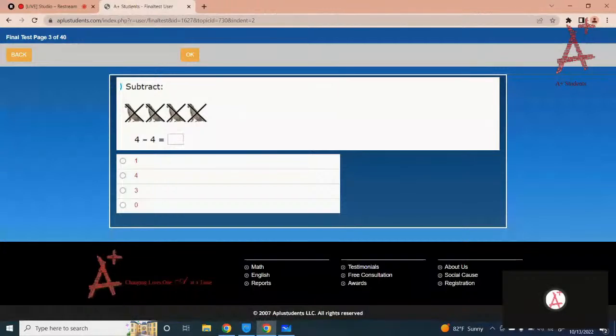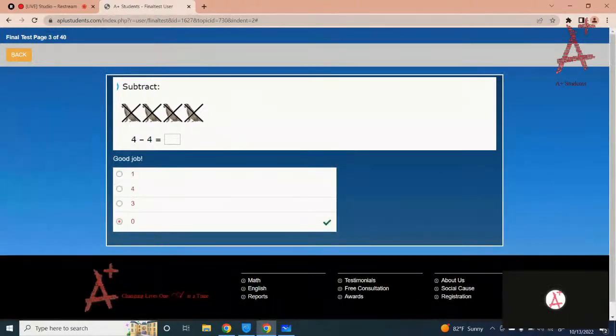Okay, subtract. You have 4 of the kangaroos and all of them are crossed. So 4 take away 4 equals, you need to count the ones that are without cross. Do you have any? No, you don't have any without cross. That means you are left with 0. So 4 take away 4 equals 0. Got it? So select the correct option and click on the OK button.